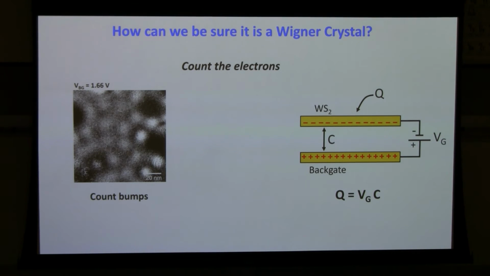One way that you can check this interpretation, for example, is to count the electrons. What we can do is count the number of electrons, these little bumps. We can count them, and then we know how many electrons are in our device because our device is just a capacitor, and we know that if we put a voltage across the capacitor, charge is equal to voltage times capacitance. So we know how much charge we're putting into that WS2 layer, so then we can just compare these two numbers and see if they are the same. If they are the same, then that's evidence in support of our hypothesis. So that's what we did.